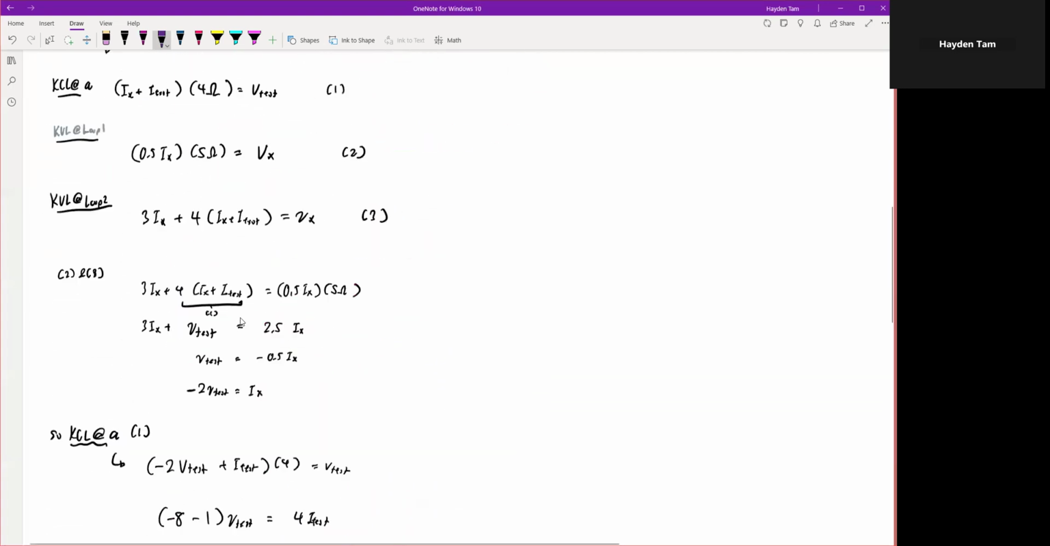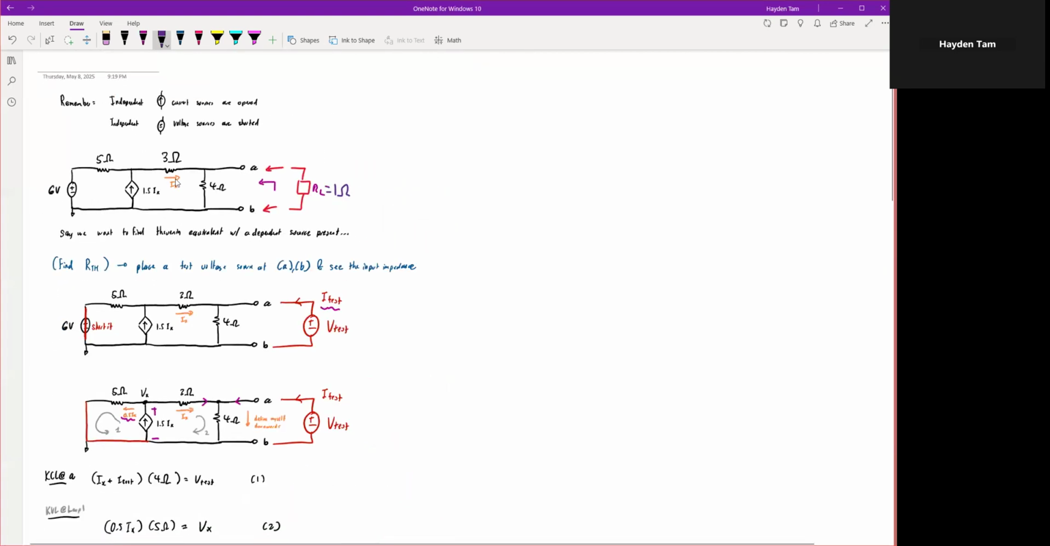So yeah, that's how you find Thevenin output impedance and voltage based off of a dependent source, which is this 1.5 Ix.